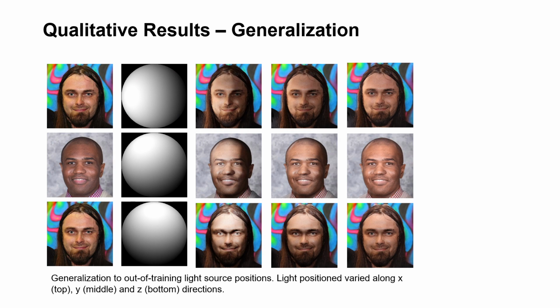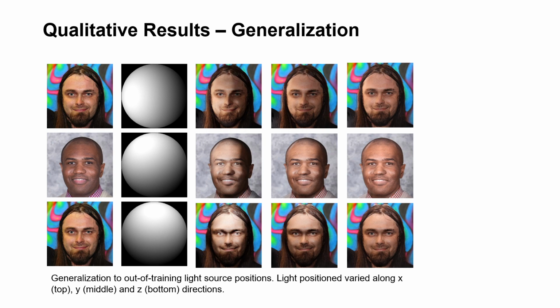We are also able to achieve very good generalization to out of training light source positions. Though our model has been trained only on light source positions contained within a unit sphere, we tested it on light source positions at x equal to 2 and x equal to 3, or similarly for y and z. Here we show the results for varying x, y and z respectively at each row.